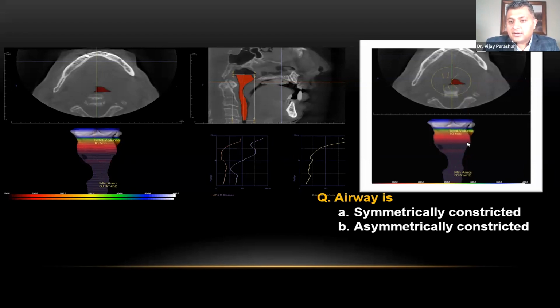So here we are looking at the left boundary, left wall of the airway. On the right side, which is this side, there appears to be some soft tissue growth which is coming in here, which is resulting in more constriction of this airway. Let me zoom in a little bit more. What do you guys think? Is it symmetric or asymmetric? Does not look normal, right? Asymmetric, and yes, it matters.